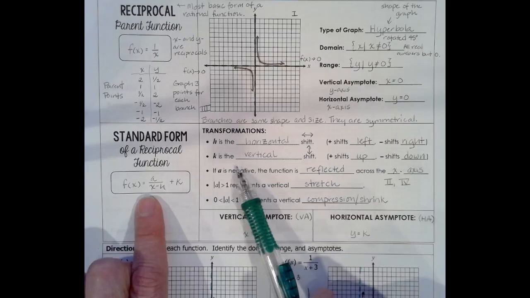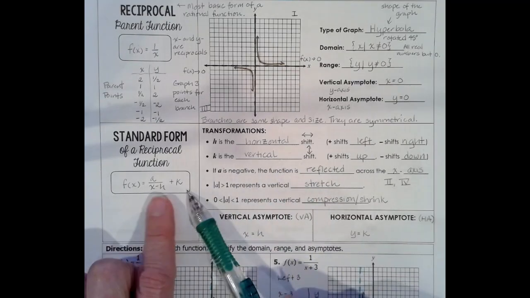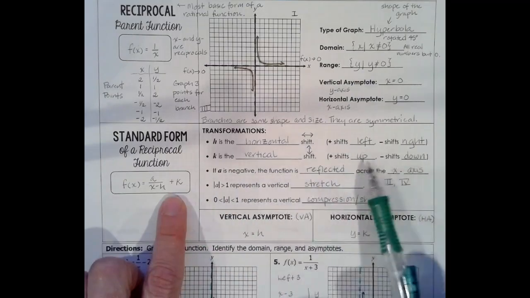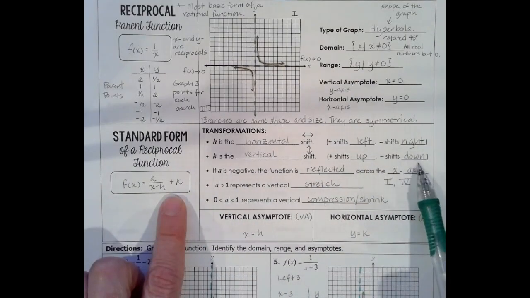For k, it moves the graph up or down, so it's a vertical shift. So in the case of a positive value, it would move the graph up. If it's negative, it would shift the graph down.